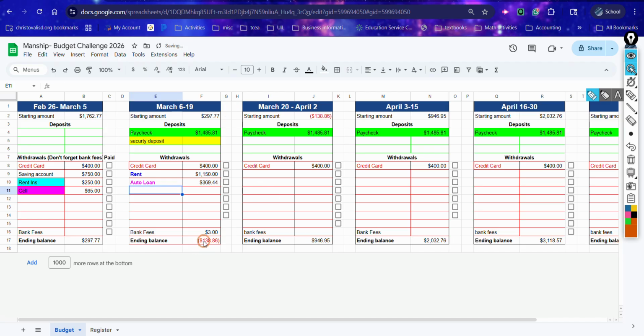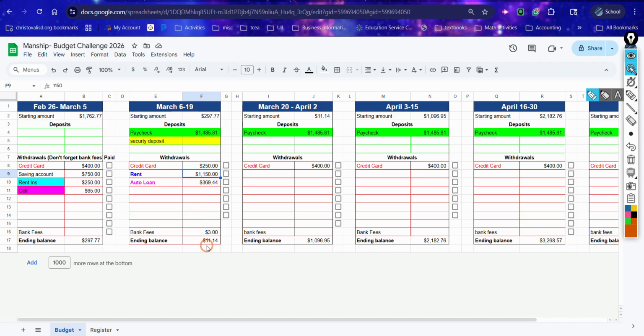Oh, I have a problem. I'm short. So that means I can't put in my credit card that full payment yet. I might be able to after my security deposit comes back, but I can't right now. So I need to lower that, and I'm going to lower that to $250.